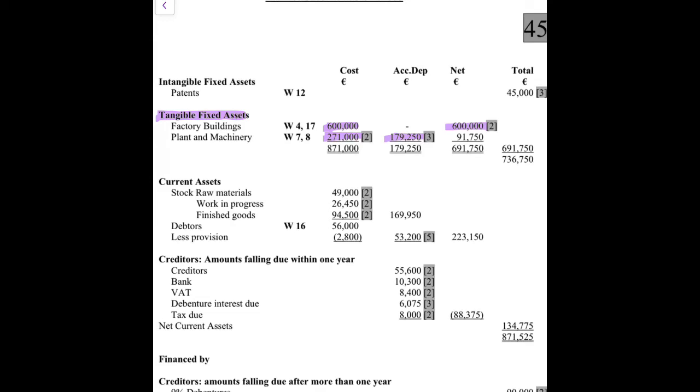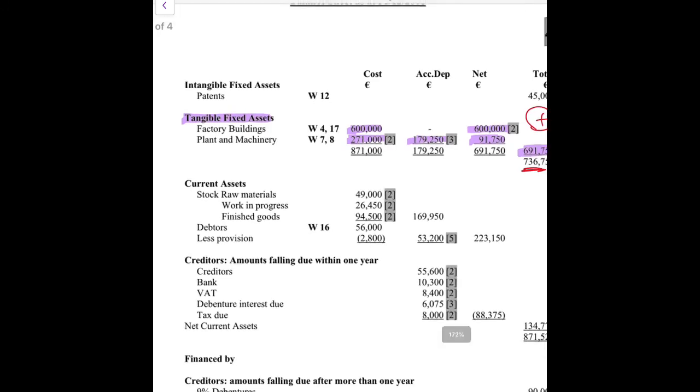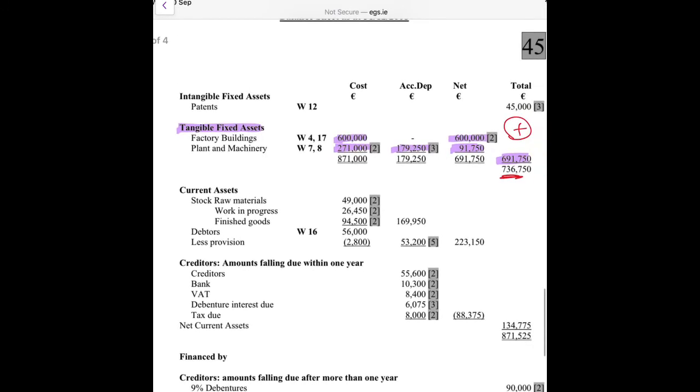Your net book value then is your cost of 271 minus that 179,250, what they're actually worth now, which is €91,750. You're adding those two together to get your 691,750, and you're adding that to your patents figure of 45. Adding them together gives you this figure here of 736,750. Then you're going in with your current assets. You're starting off always with your 3 stocks: your raw materials, your work in progress, and your finished goods.